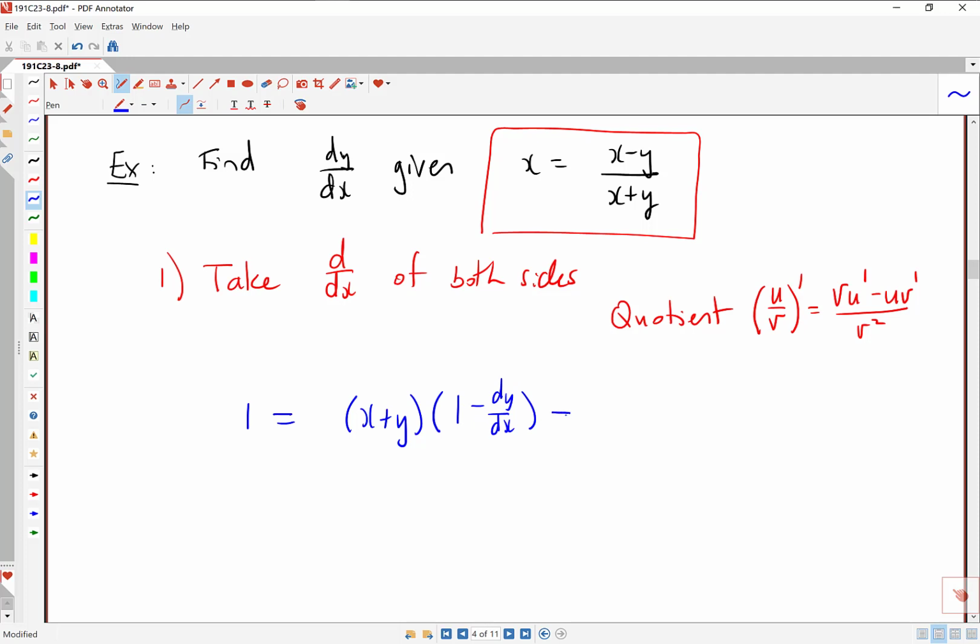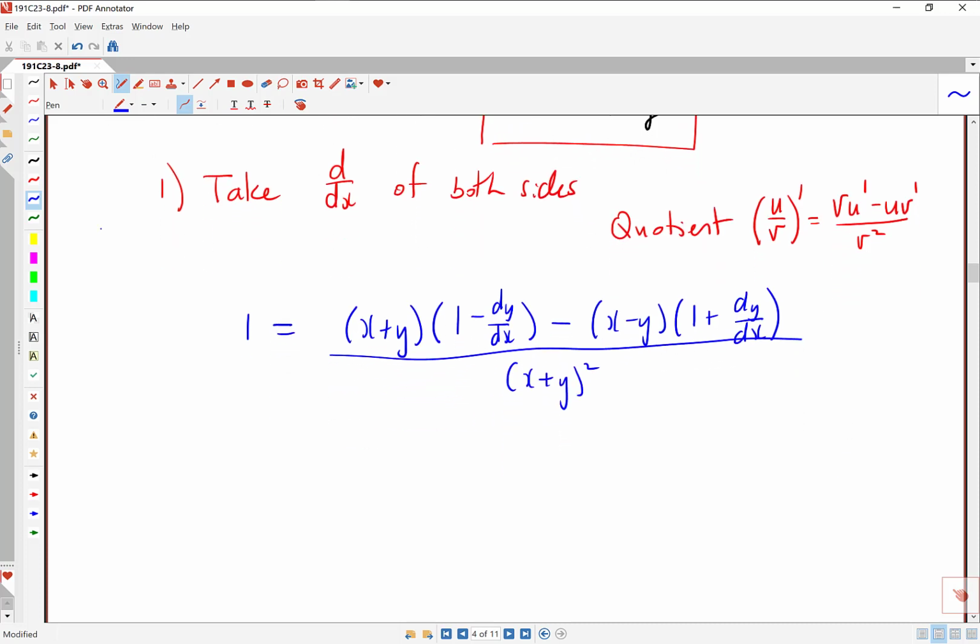Okay, and then we're going to go minus doing the numerator times the derivative of the denominator. So 1 plus dy by dx for the derivative of the denominator. Okay, and that's all over denominator squared.